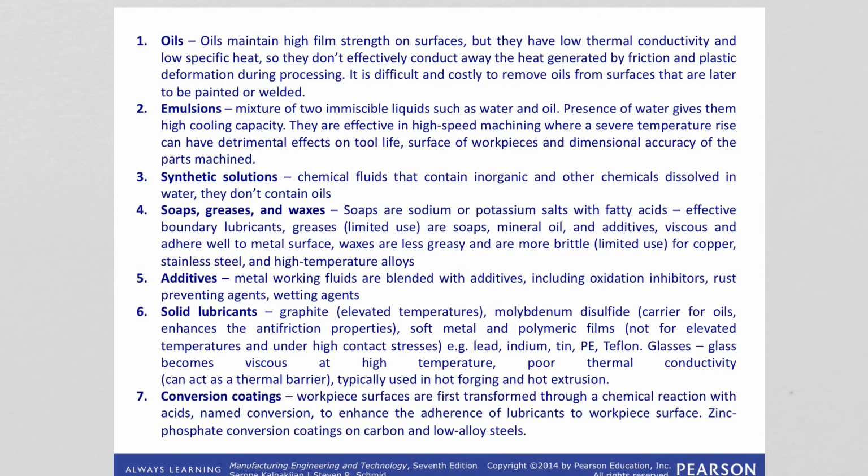Then soaps, greases, and waxes. Soaps are like sodium or potassium salts, and they are effective boundary lubricants. They can form thick film layers at die-work interfaces. And greases are solid or semi-solid lubricants. They are highly viscous and adhere well to metal surfaces. That's why they are used extensively in machinery. Waxes might be of animal or plant origin.